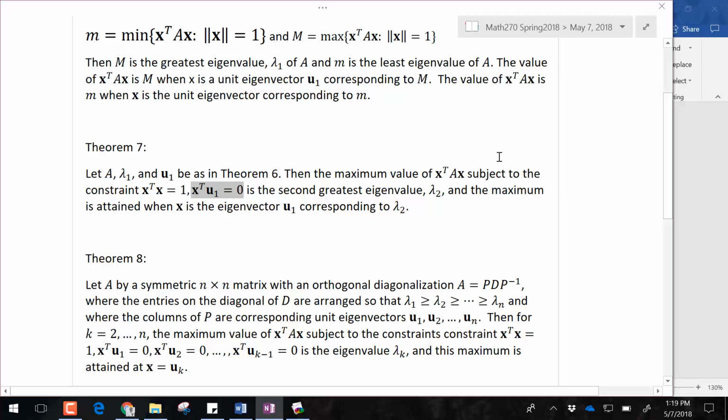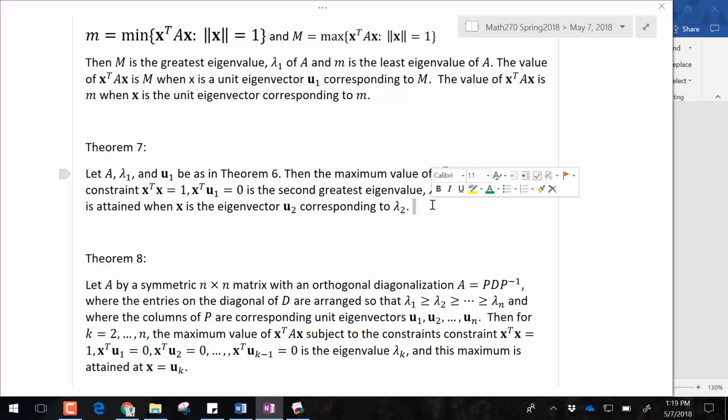No, to lambda 1. The greatest, the maximum, is attained when x is the eigenvector. Oh, I'm sorry, this should be a lambda 1, lambda 2. Thank you for pointing that out. So that's how we're going to get our answer. In our really simple example with only 2 eigenvalues, we saw the maximum and we saw the other one, so there's not much to that.